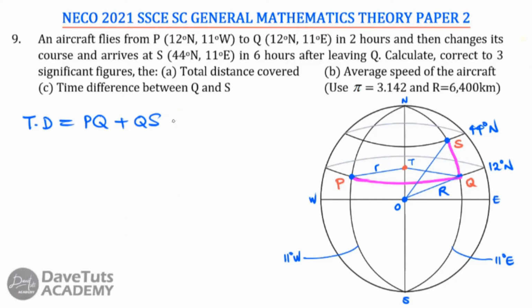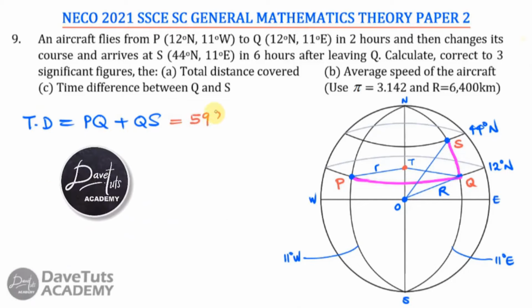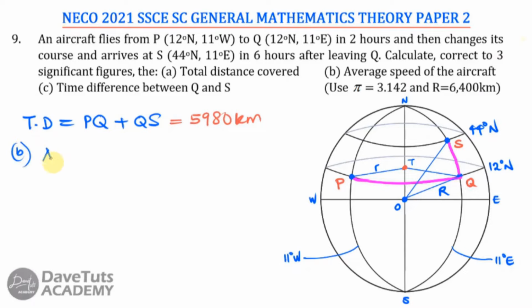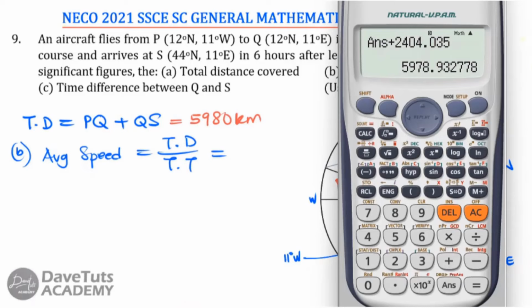So we just got our total distance to be 5980 kilometers approximately. Now in question B, we are told to find the average speed of the aircraft, and that average speed is nothing but the total distance divided by the total time, the total time that the plane took in traversing all those journeys from P to Q and Q to S. Interestingly, we just got our total distance to be 5980 kilometers approximately. When calculating, you make use of the original value, not the approximate value. So our original value from the calculator is 5978.93.